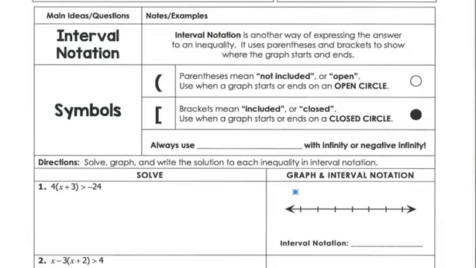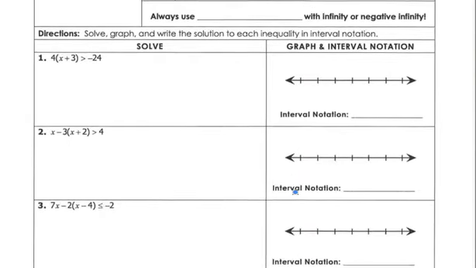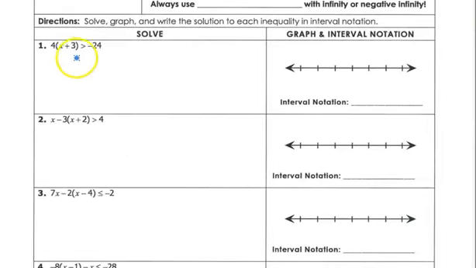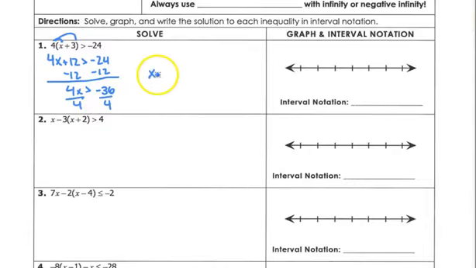Okay, so we'll do this first example and we'll just do the part you're probably familiar with. So I'm going to solve this inequality. I need to get x by itself. So first I have to distribute. That would give me 4x plus 12 is greater than negative 24. I'm going to subtract 12 from both sides. So now I have 4x is greater than negative 36. Divide by 4. And I get x is greater than negative 9.